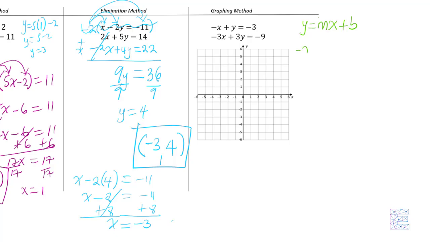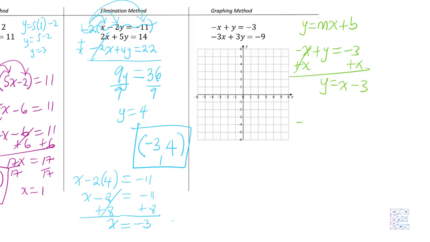Well, the first equation is negative x plus y equals negative 3. To get this y by itself, we have to get rid of this x right here. So plus x over here, plus x over here. Those cancel, therefore y equals x minus 3. And now we have the equation in the correct format, y equals mx plus b. Let's do that same thing for the second equation right here.